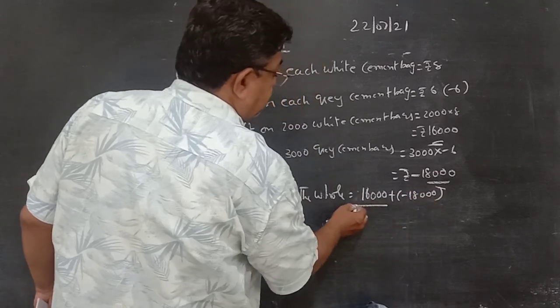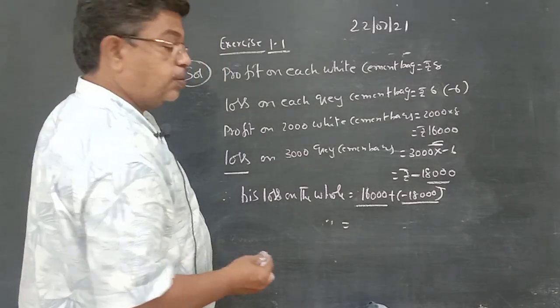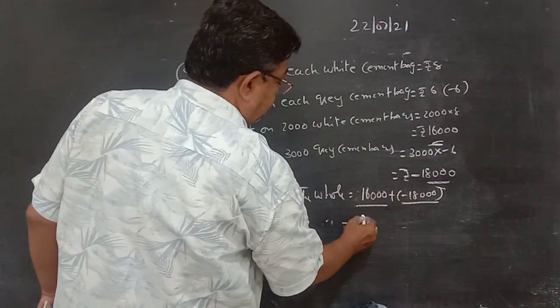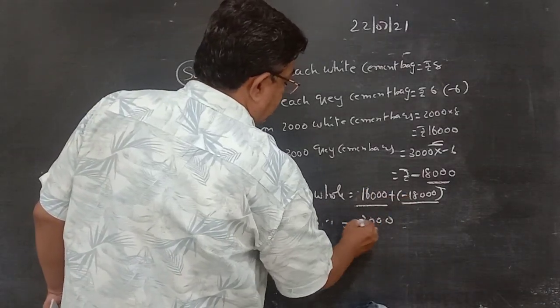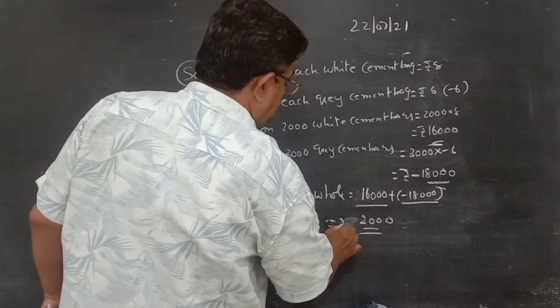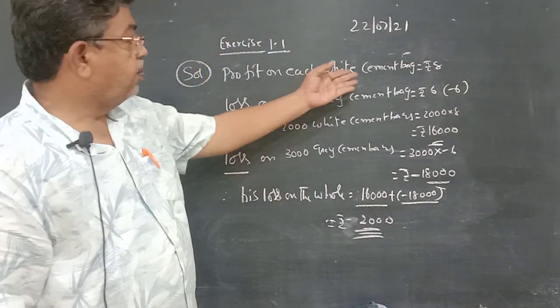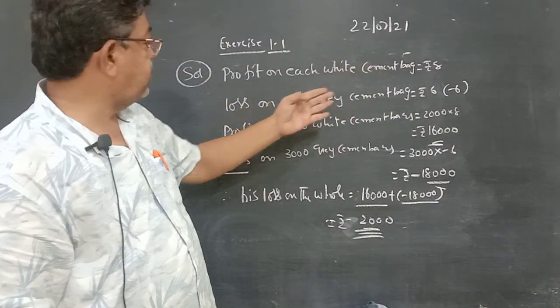You can observe 16,000 is positive, 18,000 is negative. When the signs are opposite, you have to subtract. From 18, if you subtract 16, you will get 2,000, and the loss is -2,000. Rupees -2,000. A simple problem.